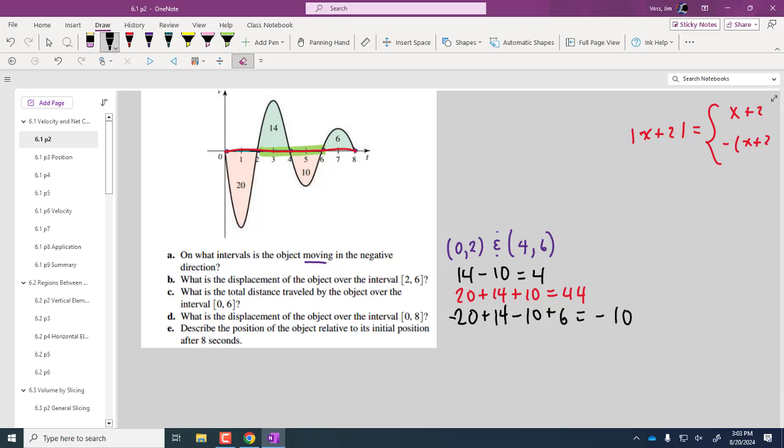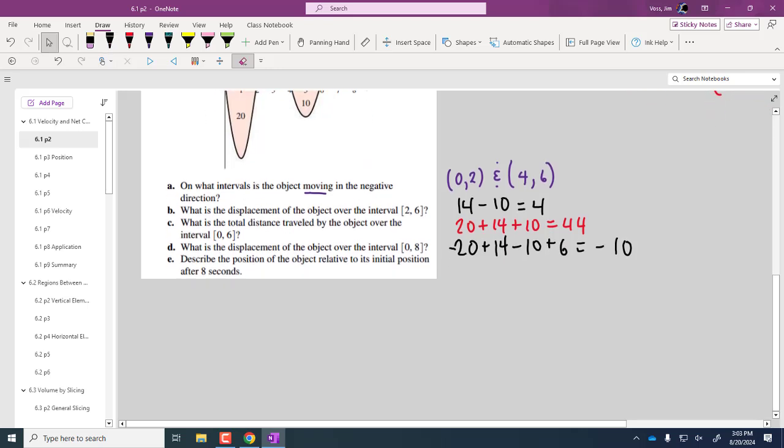We have no idea. This just says that we are now 10 units to the left of where we were when t started at 0. But we never, in this problem, said where we are initially. So we don't know where we're starting. So from here, all we can say is that we're 10 units left of the initial position. That's all we can say.